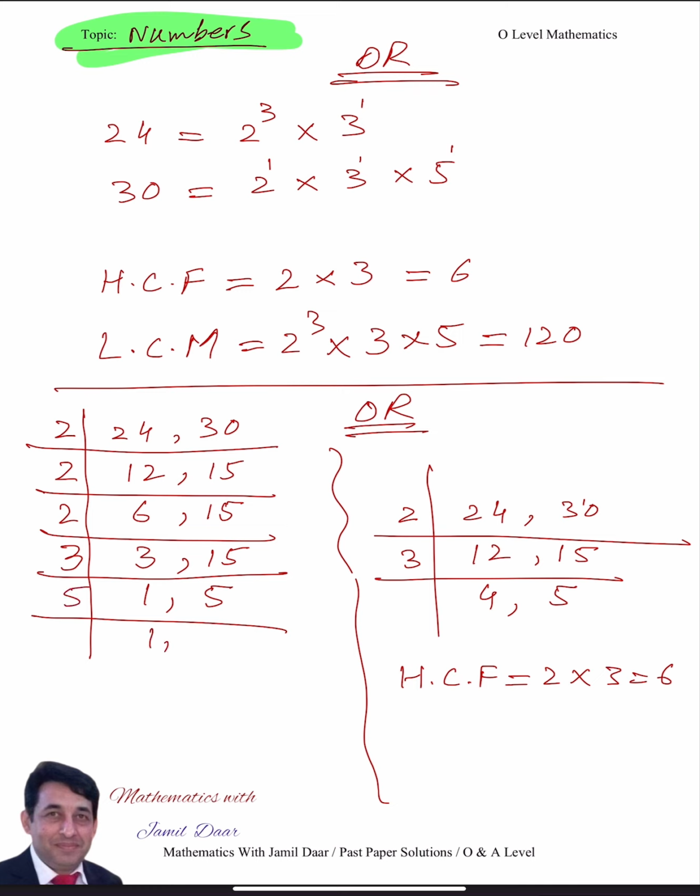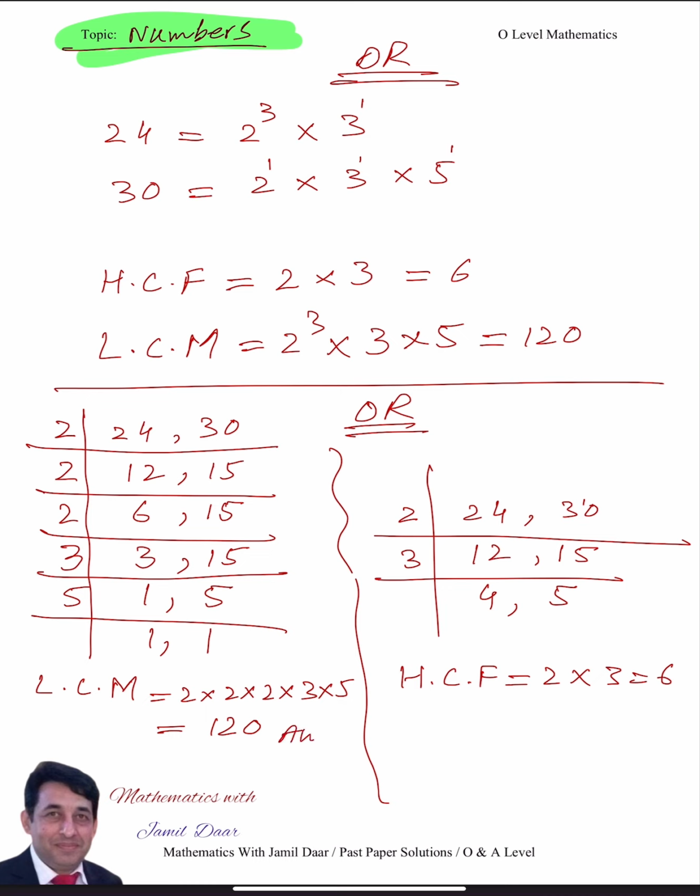So 5 ones are 5, 1 will remain the same, and 5 ones are 5. Now when you get 1 and 1 in the last row, this is your LCM: 2 times 2 times 2 times 3 times 5, and this is 120.